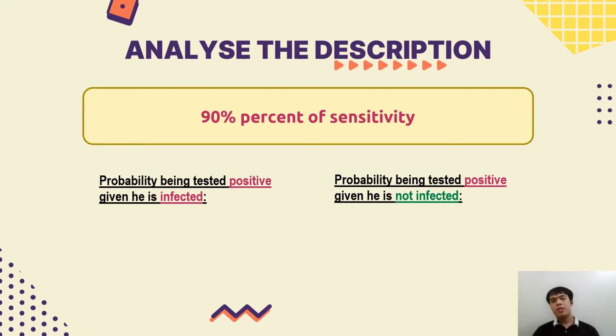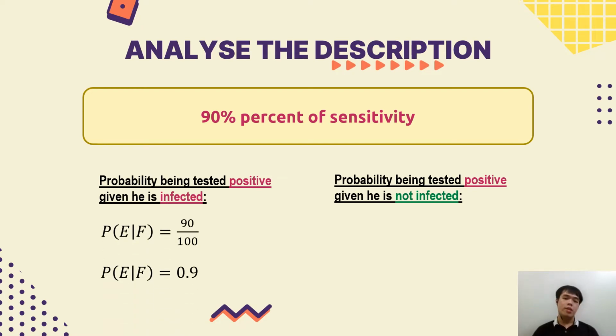Next, our second info is the sensitivity of the test kit, which is 90%. Okay, so now what is sensitivity? For information, sensitivity is the rate at which the test kit will correctly identify the positive result. Hence, the probability of someone testing positive given that he is infected is 0.9. On the other hand, the probability that someone tests positive given that he is not infected is 0.1, and we can get this value by subtracting 0.9 from 1.